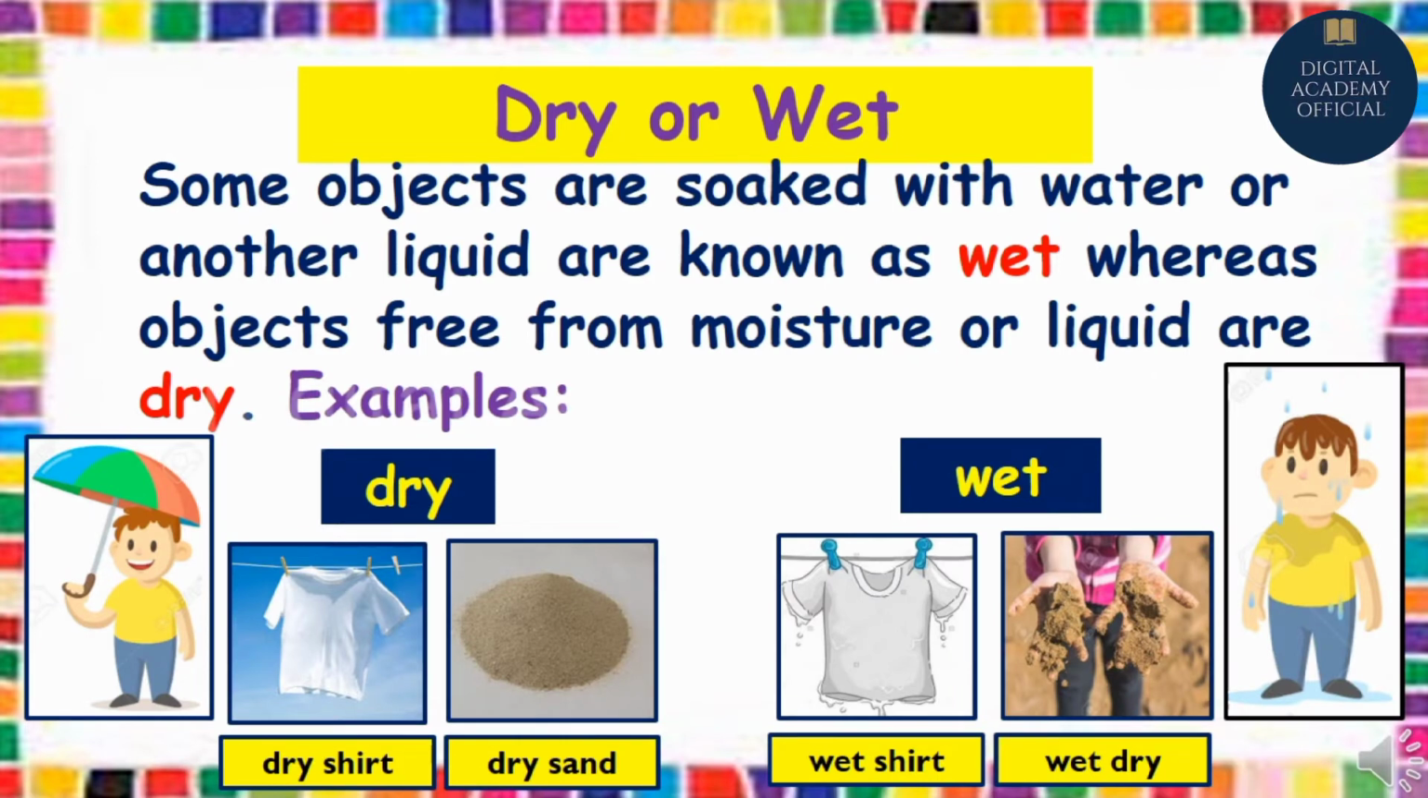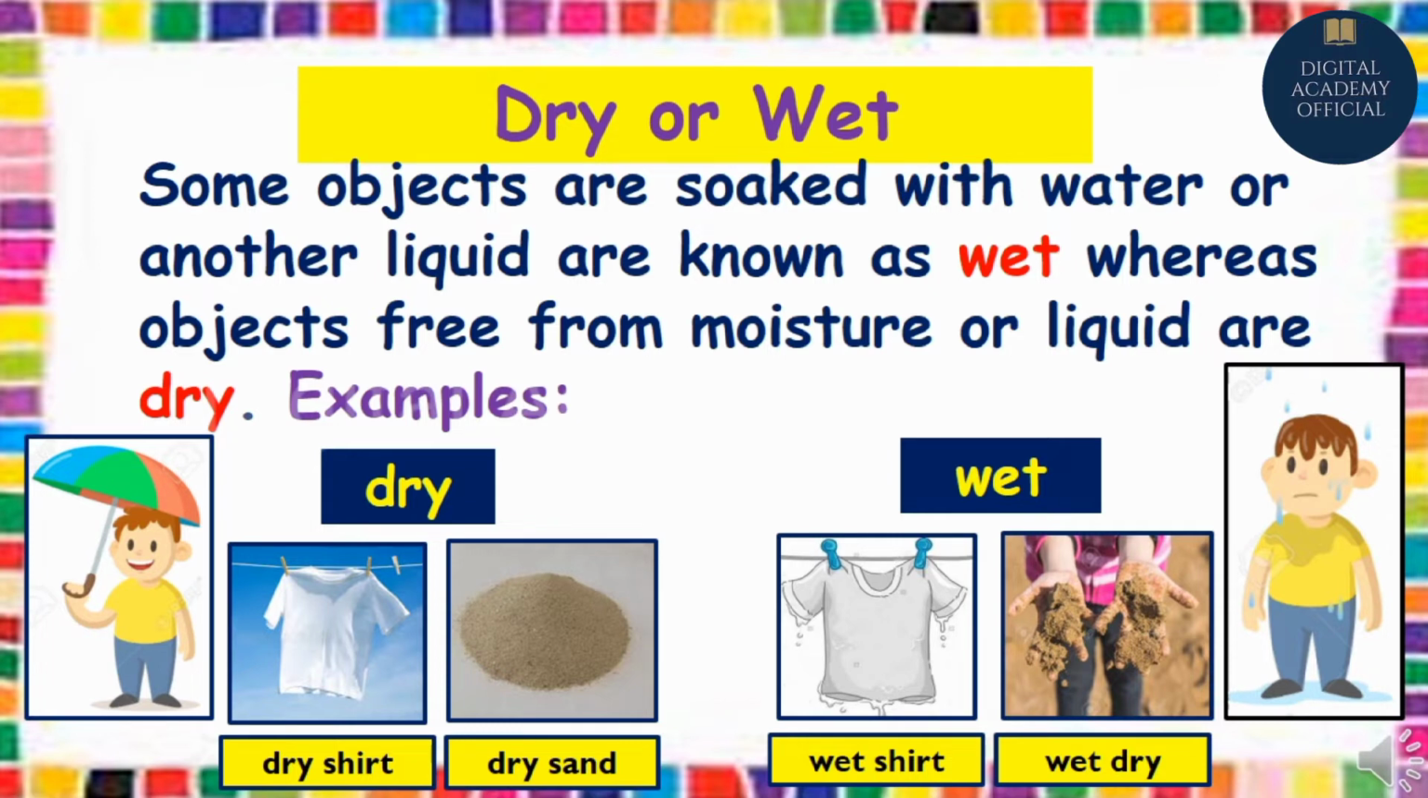Let's now talk about dry or wet objects. A few days back when it was raining, did you try going in the rain? What happened? All your clothes became wet, right? They were dripping with water when you touched them. And what about your hair? It also became wet, didn't it? So some objects are soaked up with water or any other liquid. They are called wet objects.